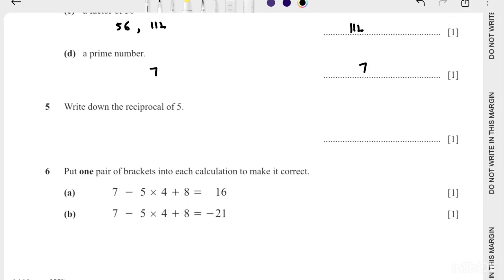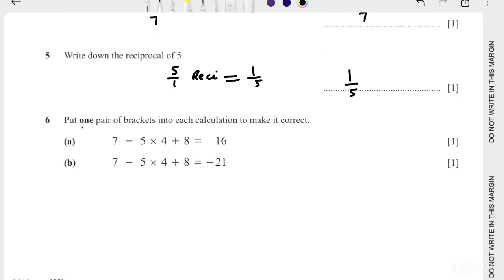Now write down the reciprocal of 5. 5 can be written as 5 over 1, and its reciprocal is equal to 1 by 5. We have to switch the fraction. Question number 6. Put one pair of brackets into each calculation to make it correct.